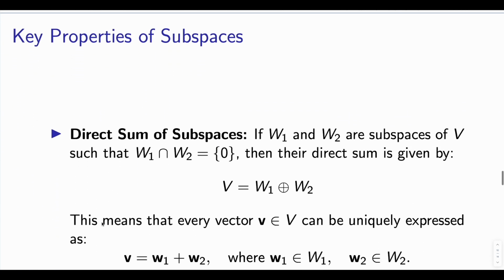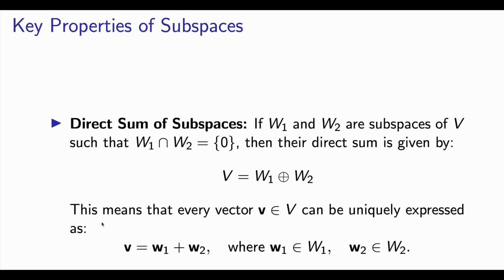So now properties of subspaces. So direct sum of subspaces. If W1 and W2 are subspaces of a given vector space such that W1 intersection W2 is 0, then their direct sum is given by V equal to W1 direct sum with W2. This is a direct sum notation. This means that every vector v in V can be uniquely expressed as v equal to w1 plus w2, where small w1 belongs to W1 and small w2 belongs to W2, right? So this is very, very important.